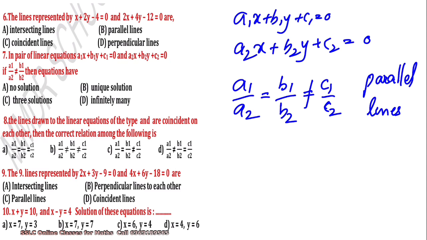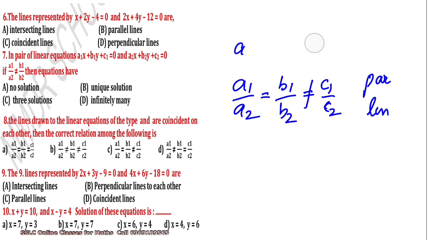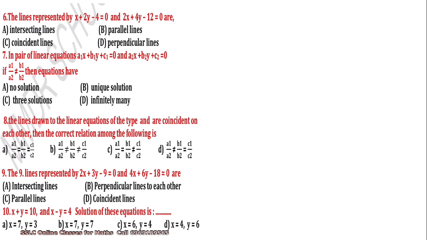So we'll start the problems from question number 6. You can see here the lines represented by x plus 2y minus 4 equal to 0 and 2x plus 4y minus 12 equal to 0 are either intersecting, parallel, coincident or perpendicular. So let us write down the equations. x plus 2y minus 4 equal to 0. Another one is 2x plus 4y minus 12 equal to 0.